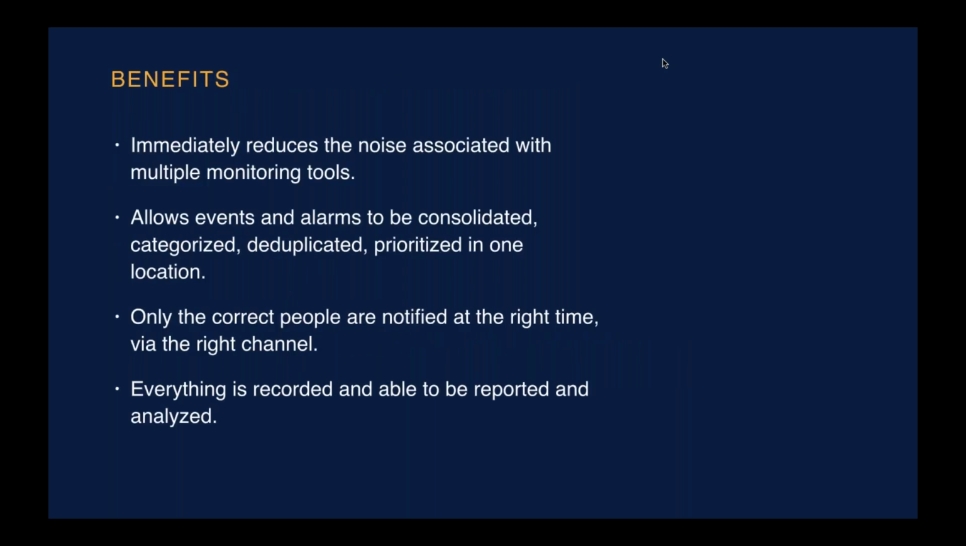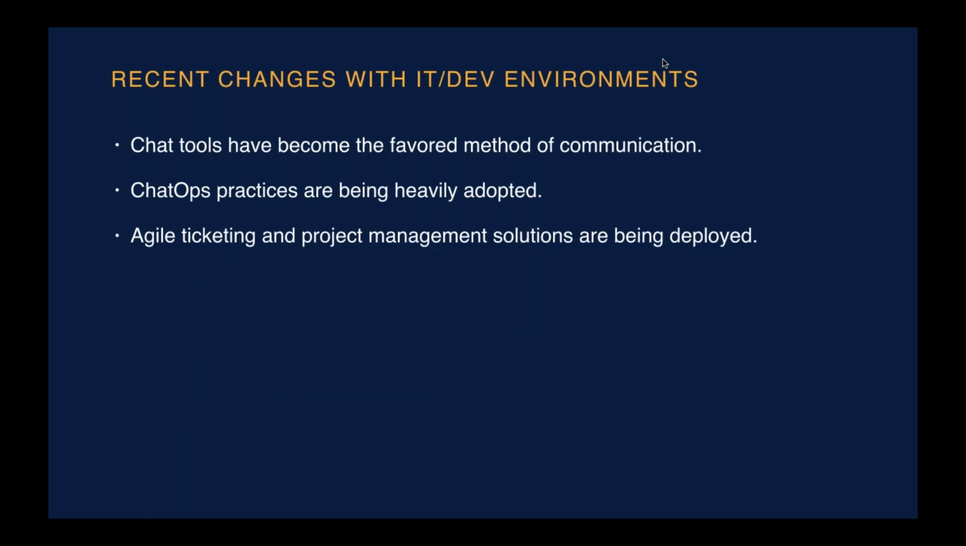Again, the benefits that we're trying to get to: reducing the noise. A big one is consolidating and deduplicating alerts all in one location. Also, with those integrations I mentioned, many of them are bidirectional, so you can take action inside Jira or from Slack, or keep all information synced in all the apps you're using, not necessarily having to log into Opsgenie every time. And everything's recorded and able to be reported on.